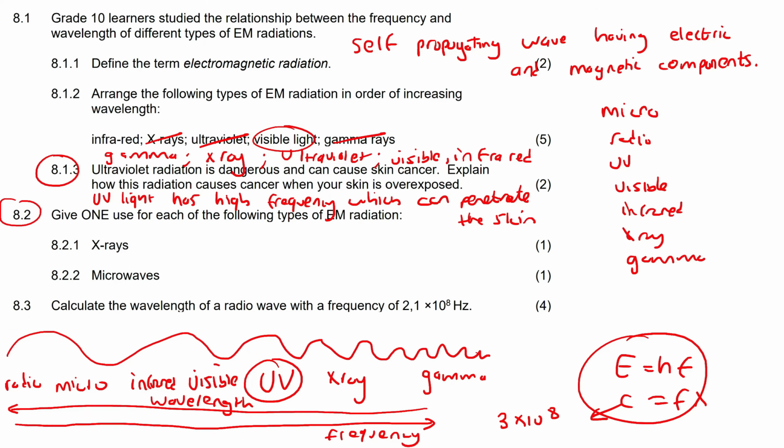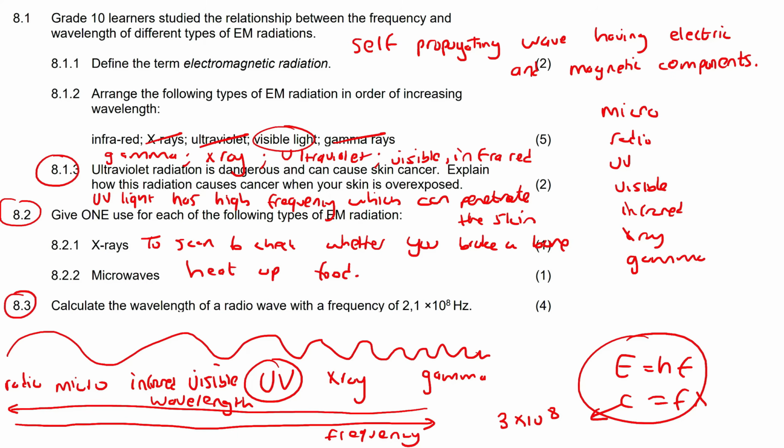So, give one use for each of the following types of EM radiation. Okay, so X-rays. Well, you've been for an X-ray before, well, most of you probably have. Sometimes it's to check whether you've broken a bone. So, to scan, to check whether you broke a bone. Microwave. I wonder where we use that. Oh, yes, the microwave that we use in our house. So we could say heat up food.